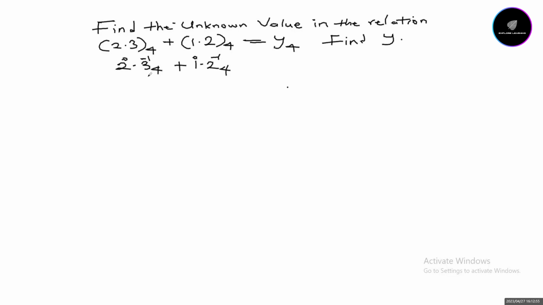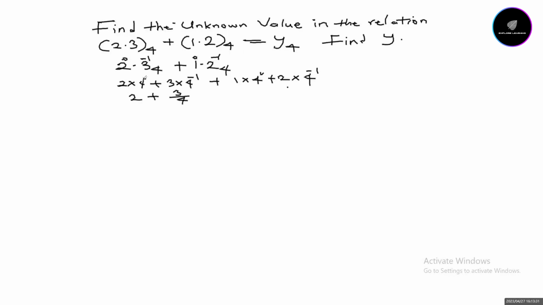So let's express this out. We're going to have 2 times 4 raised to the power 0 plus 3 times 4 raised to the power -1, plus 1 times 4 raised to the power 0 plus 2 times 4 raised to the power -1. In that case, we will have to simplify everything. It's going to be 2 plus 3 over 4.